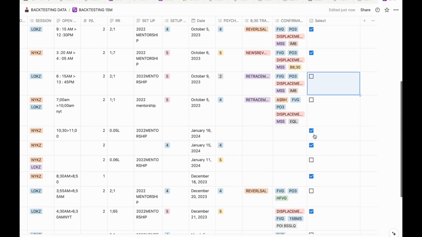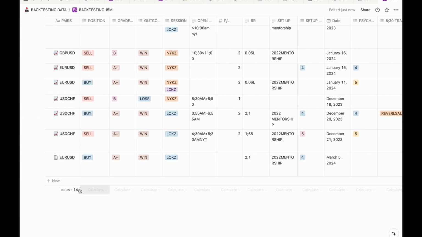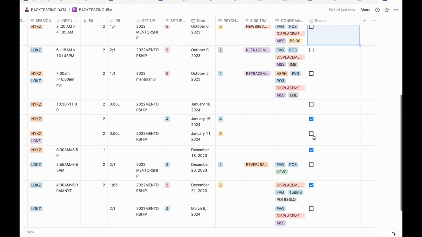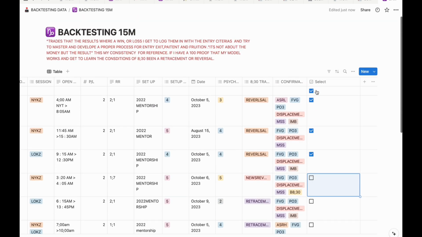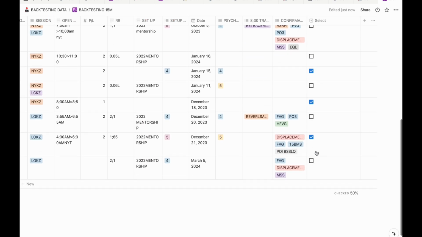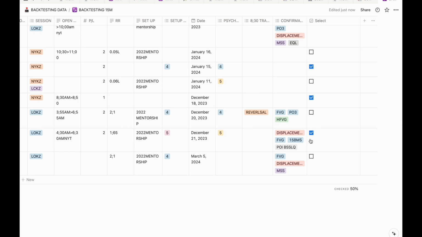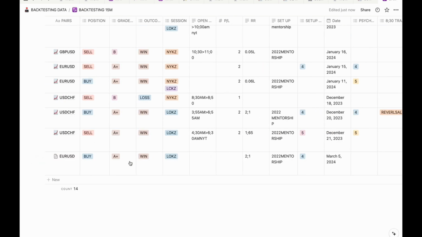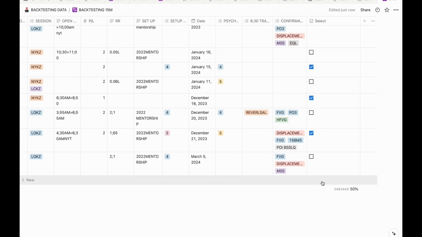But let's say you remove one again, then in 14 trades you got a 50% win rate. That's 1, 2, 3, 4, 5, 6, 7 unmarked, and 1, 2, 3, 4, 5, 6, 7 marked. So at the end of the day, over a series of 14 trades, 7 were wins and 7 were losses. So that's how you get to know your win rate from backtesting.